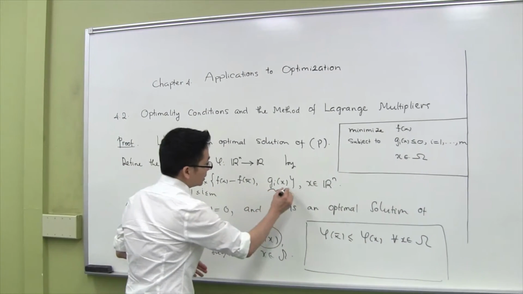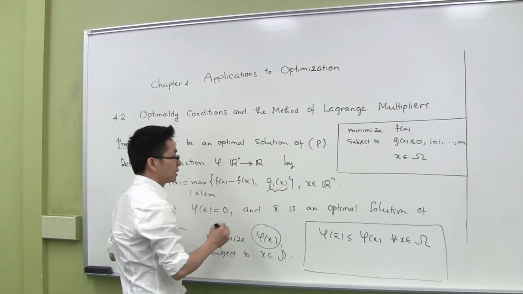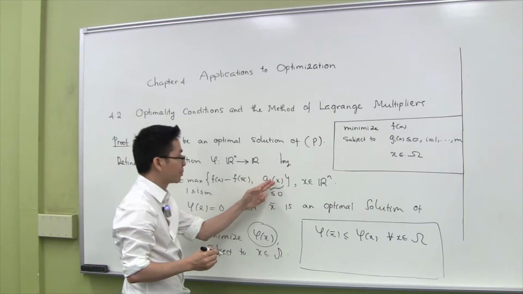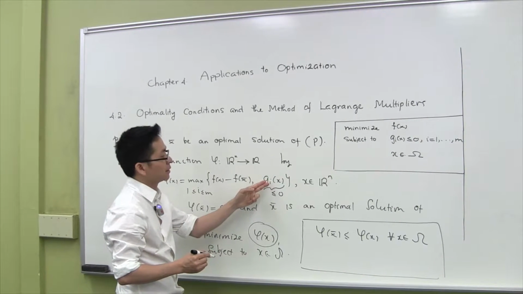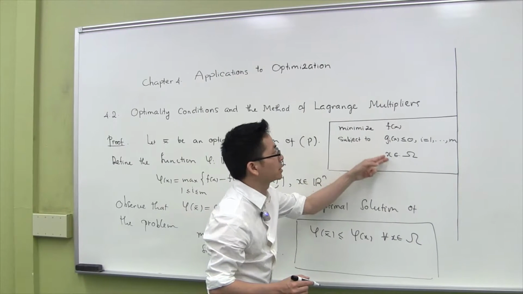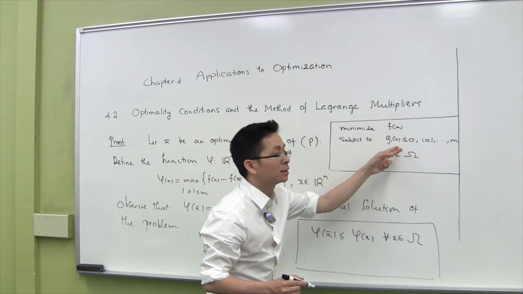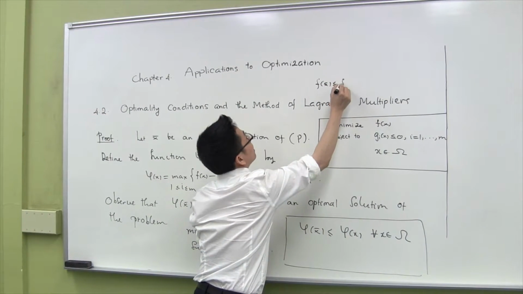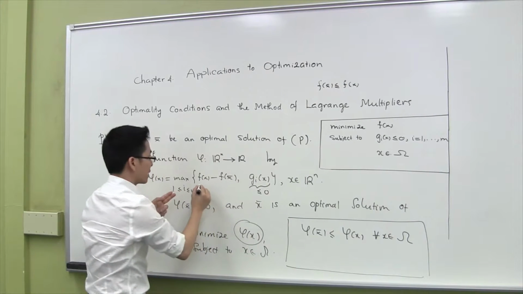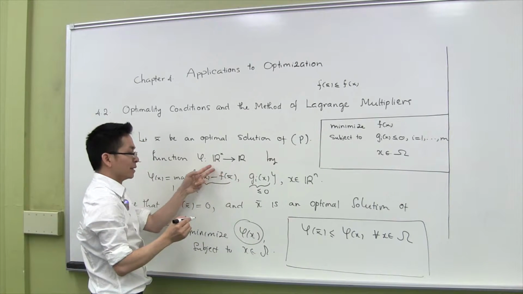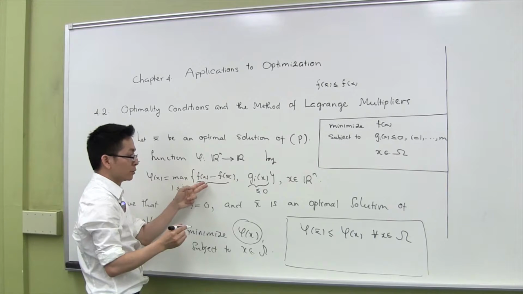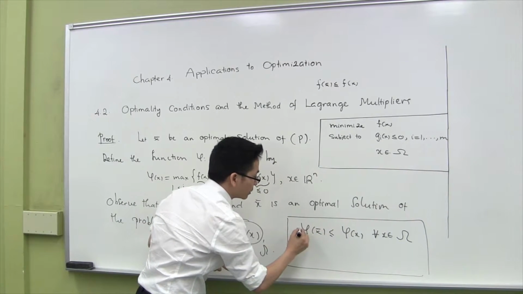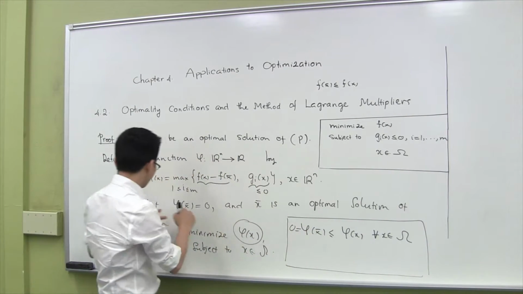Now, if g_i of x is less than or equal to 0 for all i from 1 to m, then x is a feasible solution of problem P. Therefore, f of x bar is less than or equal to f of x. And so, f of x minus f of x bar is greater than or equal to 0. In that case, phi of x is greater than or equal to 0, that is phi of x bar.